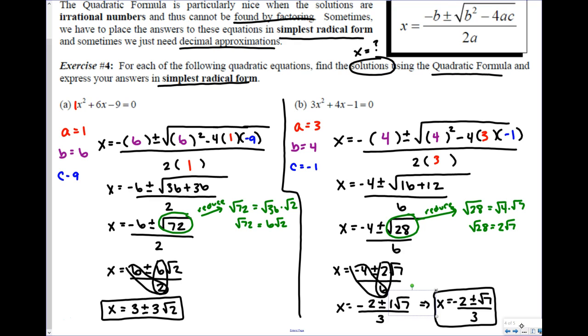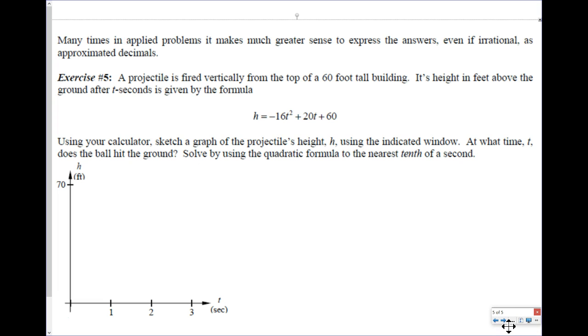So a lot of math going on here. Please watch your signs, use your calculator to help you, and please don't forget to reduce your radicals like I did with the green. Okay? The last exercise in this lesson is a word problem. Well, most quadratics deal with word problems, so this word problem is to practice the quadratic formula and then to show what it's like to convert it to a decimal.